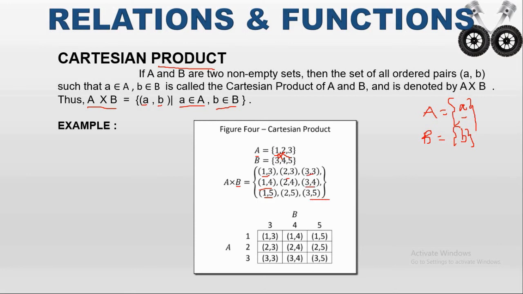If I want to represent this in tabular form, how can I represent it? A is represented as the row and B is represented as the column. Which is the row? This is the row. Which is the column? This is the column. What are the values in A? The values in A are 1, 2 and 3, written in the first row, second row and third row. What are the values in B? 3, 4, 5, written in the columns.